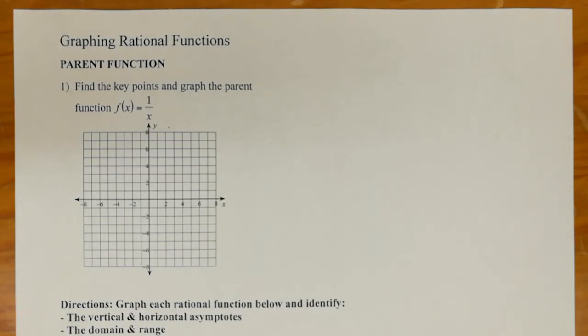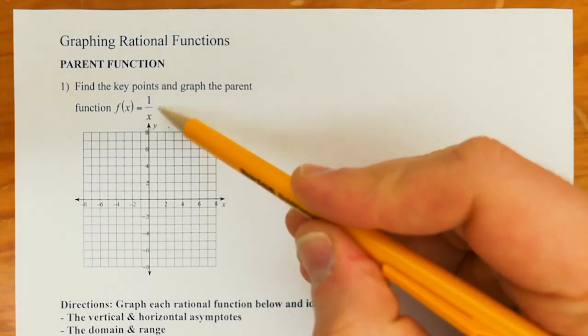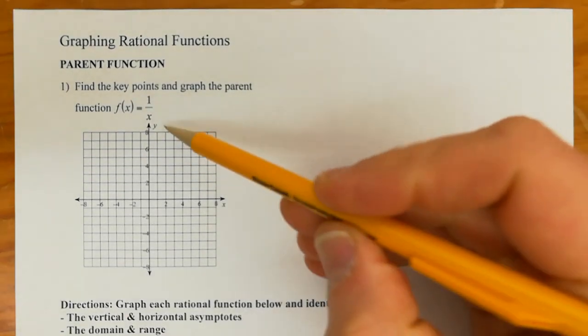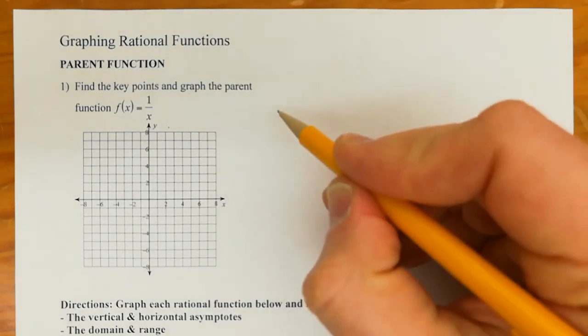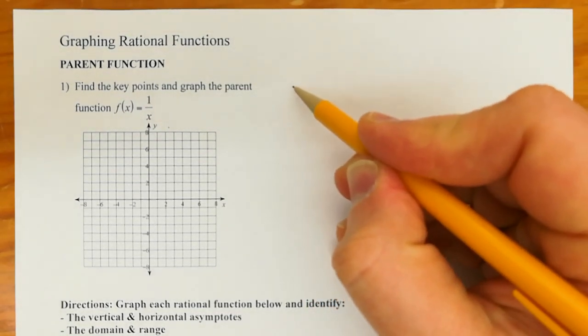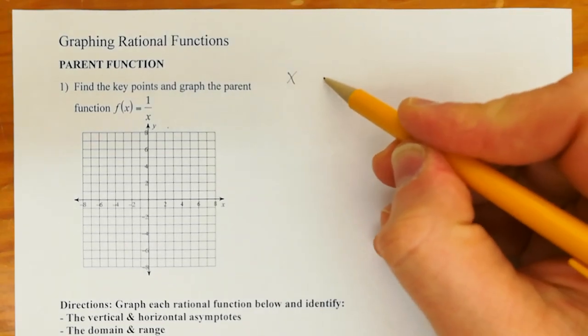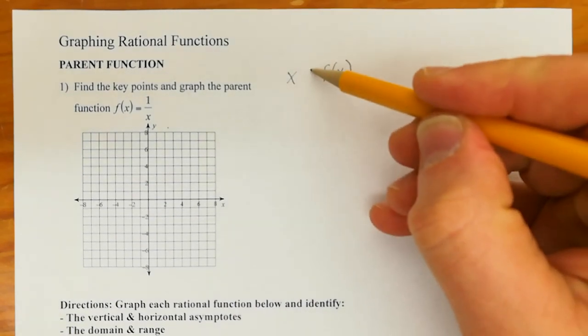Today we are going to be graphing rational functions. Let's start this off by exploring what a very basic rational function looks like, and then we'll use that to graph more complicated ones later. So we're just going to graph this using a table. Let me do x and then f of x here. Of course, f of x is 1 over x, right?